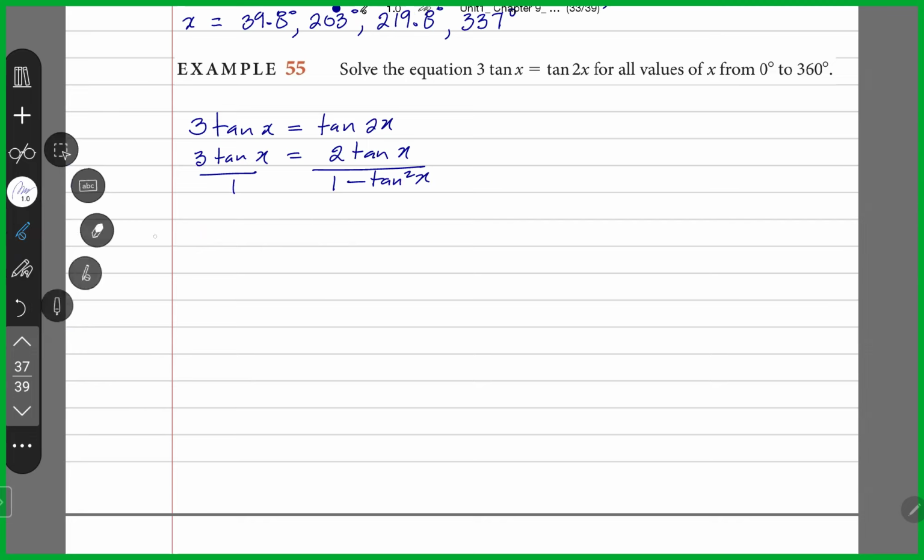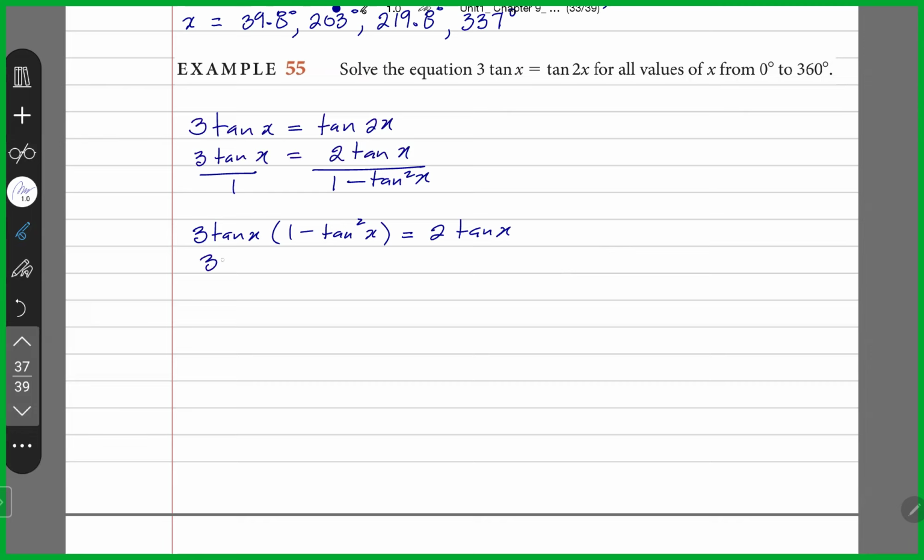So if I have one fraction equal to one fraction, to get rid of the fraction, I would cross multiply. So this is 3 tan x times 1 minus tan squared x is equal to 2 tan x. I'm quite sure there's a temptation to want to divide both sides by tan, but let's not do that. It would make life a little easier maybe, but anyway.